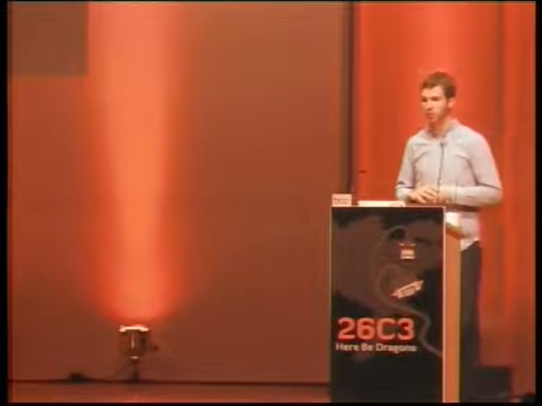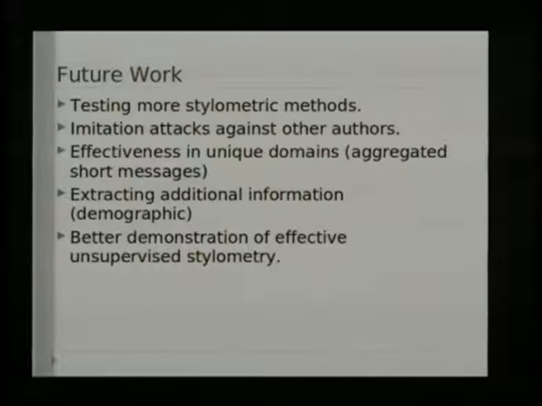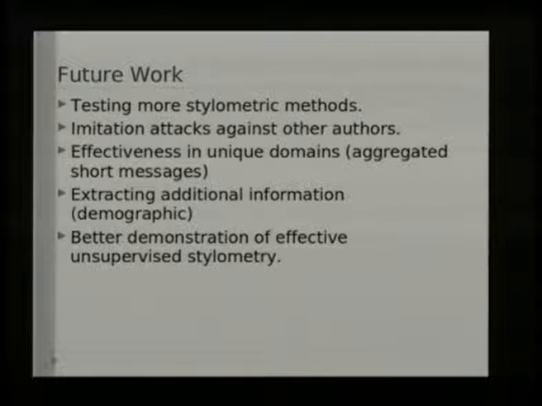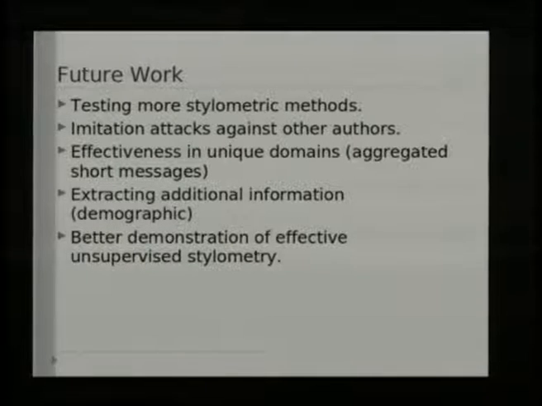So just 2 more slides. Future work: we wanted to see this tested on more stylometric methods. We want to see imitation attacks against more authors. We want to look at the effectiveness in unique domains, as I mentioned earlier. What happens when you look at a very specific domain? Is it still effective? Extracting additional demographic information: if people hide their writing style, can you still figure out what their native language is? Can you figure out what gender they are? Things like that. We would like to see a better demonstration of effective unsupervised stylometry to really make the case that the anonymous forum scenario is as threatening as we believe it could be.